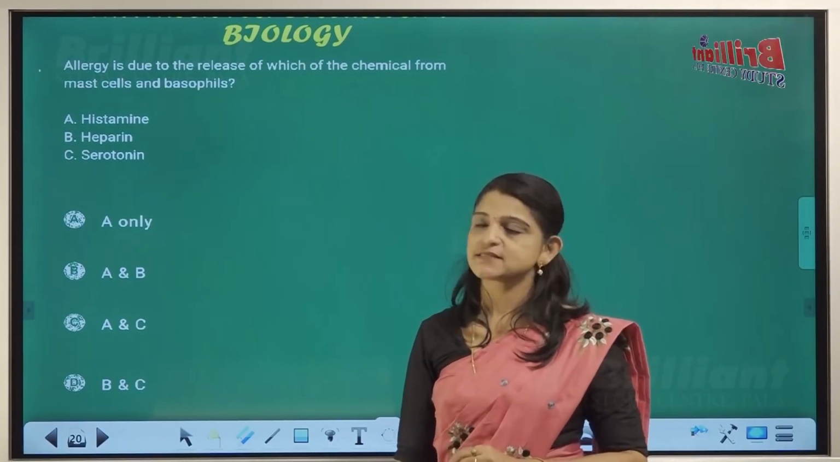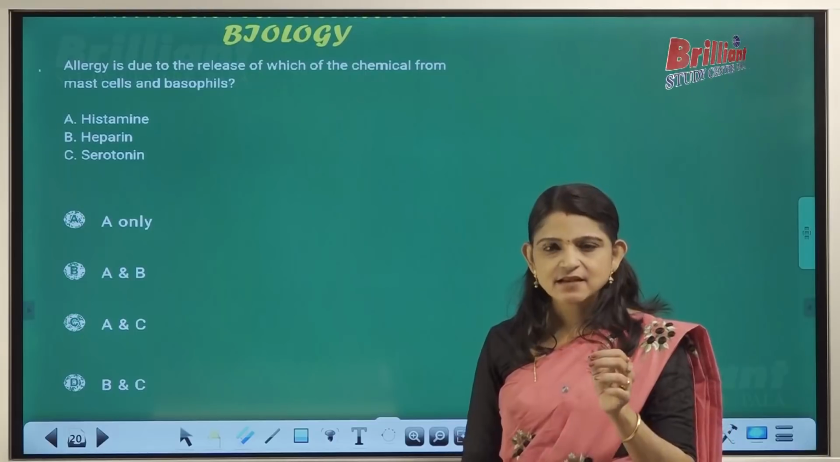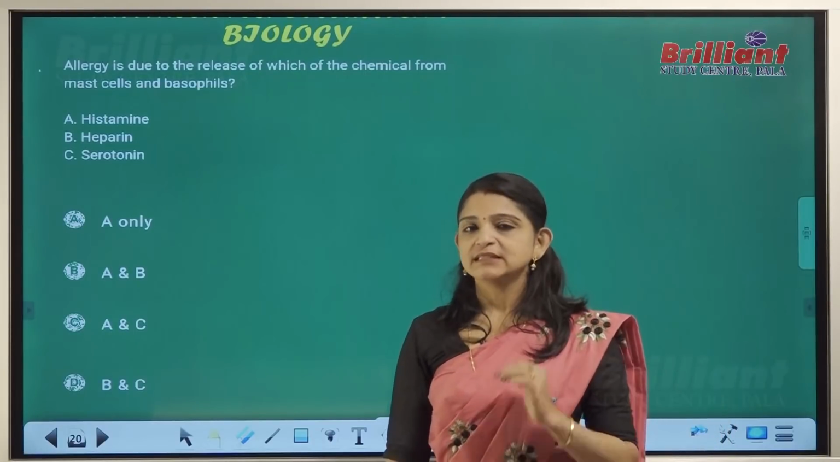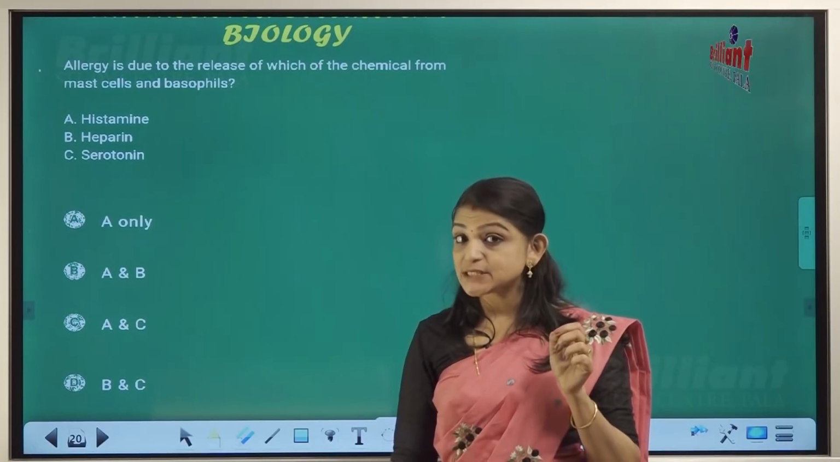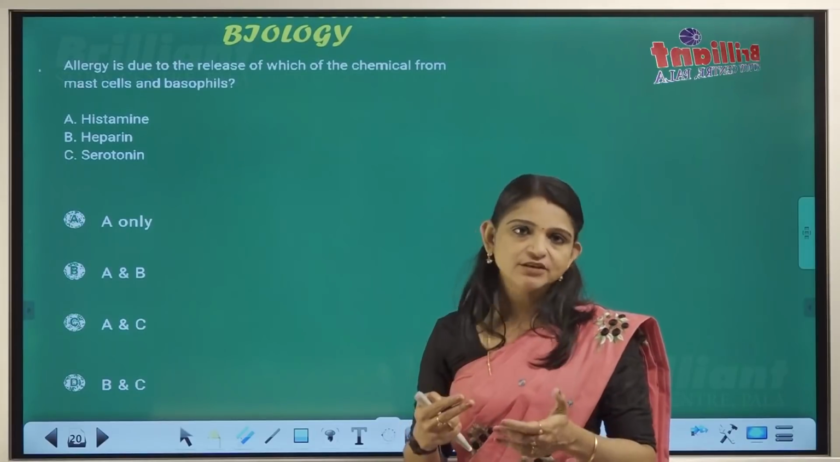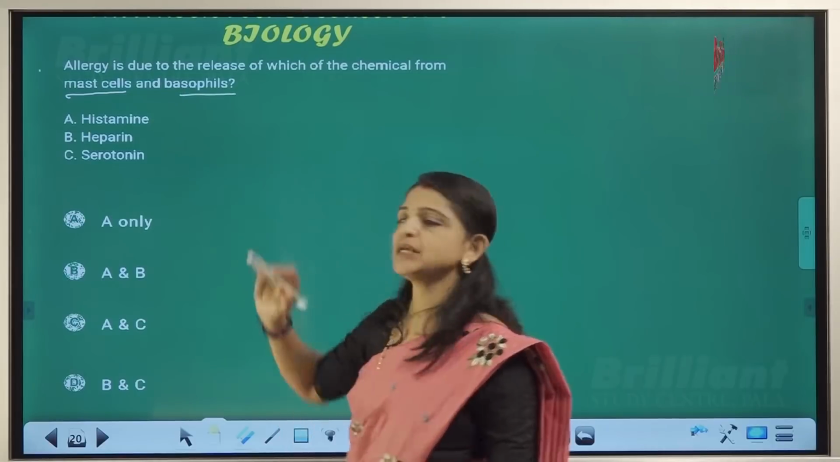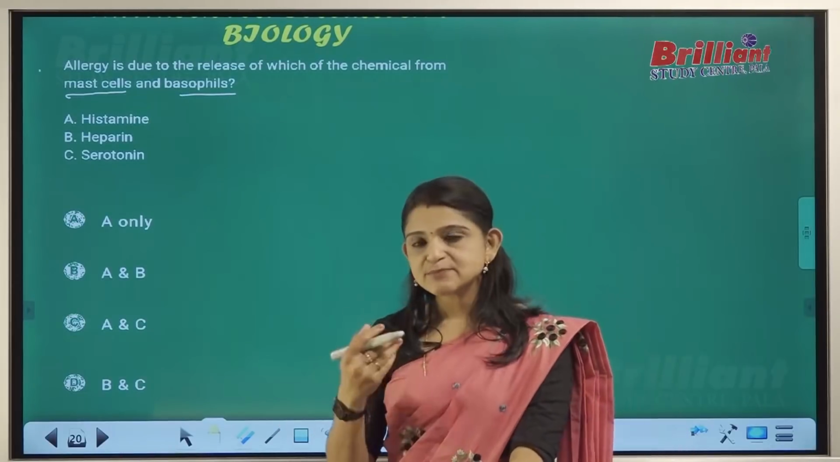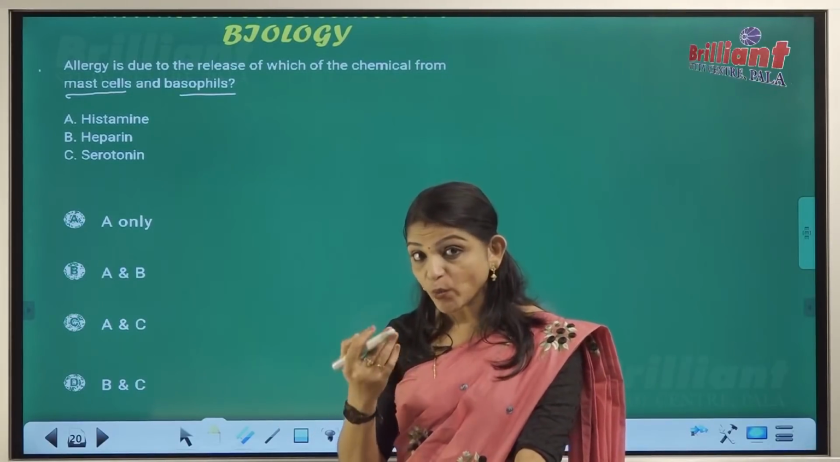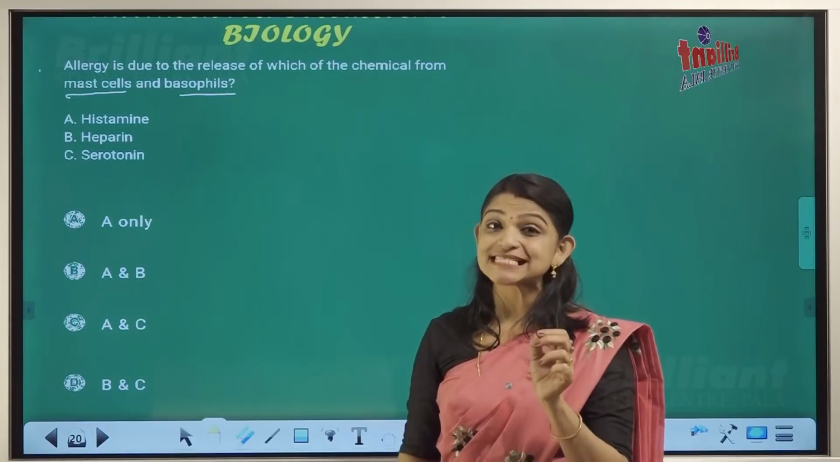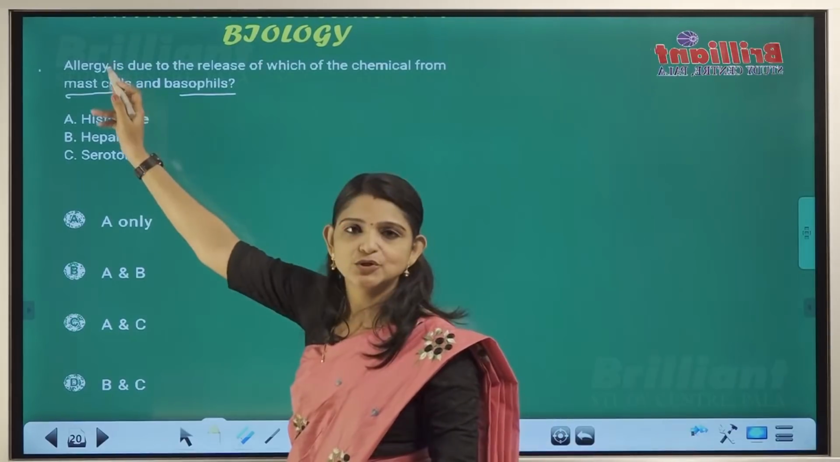Next one. Allergy is due to the release of which chemical from mast cells and basophils? Allergy is an exaggerated response of the body. This exaggerated response is due to the overactivation of these mast cells and basophils. So when they are overactivated, they produce an exaggerated response called allergy.